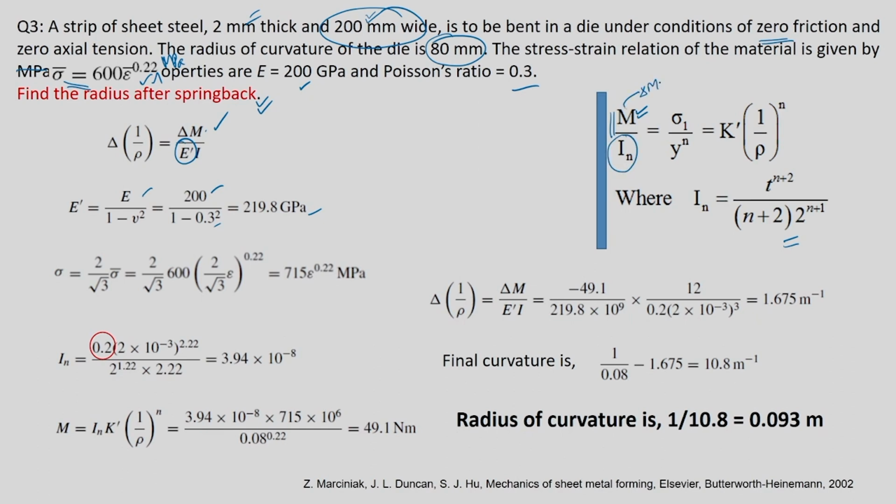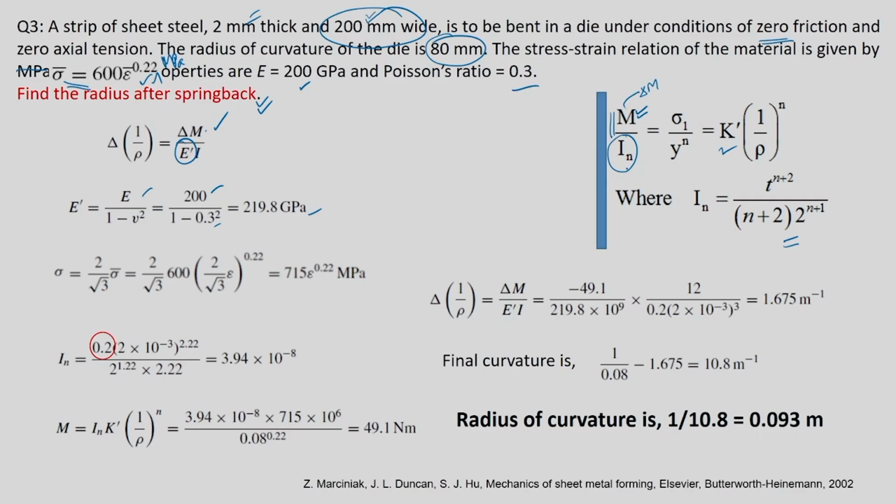You want delta m, okay. You need to calculate I n and then k dash should be known, okay. And then you have to calculate your 1 by rho. 1 by rho is already given for us. Okay. So, I n has to be calculated and k dash has to be calculated, right.